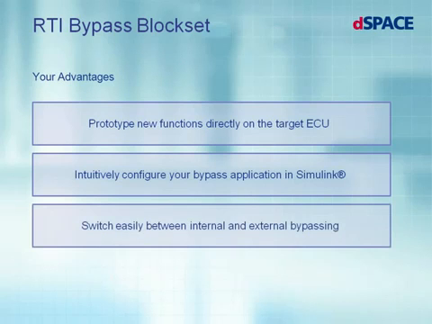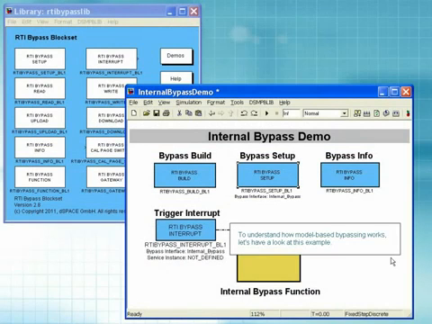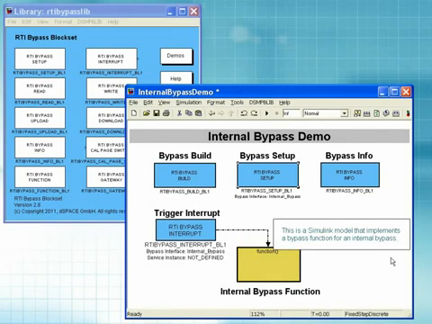Depending on your application, you can use the external or internal bypass approach. When requirements change, simply switch from one to the other with no changes to your bypass model. To understand how model-based bypassing works, let's have a look at this example. This is a Simulink model that implements a bypass function for an internal bypass.